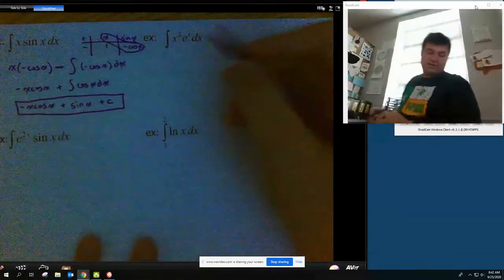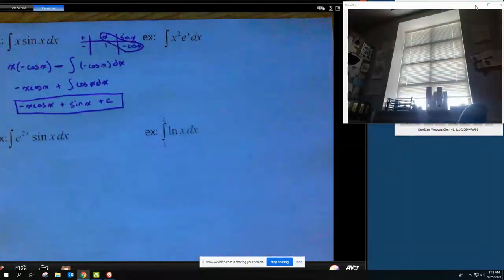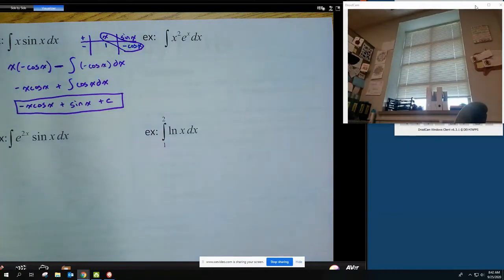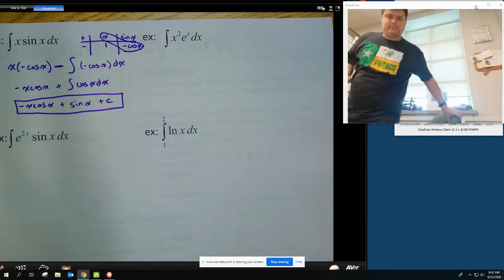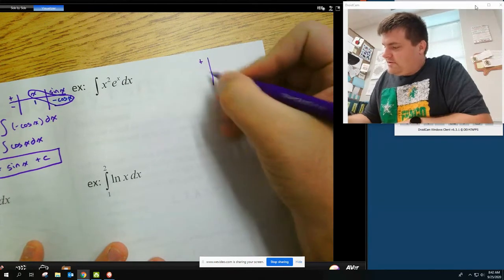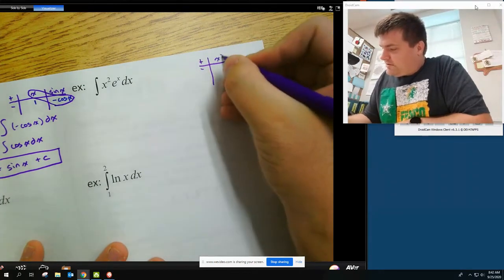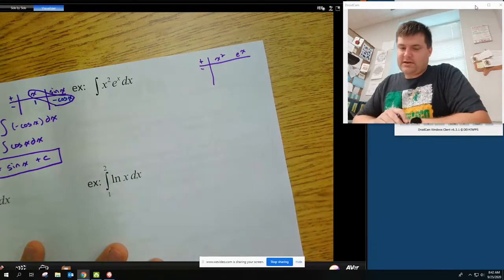Why don't you start? See if you can set up the next one. Which one comes first, the x squared or the e to the x? All right, so what'd you pick? You picked x squared to come before e to the x. I agree, because algebraic comes before the exponential.